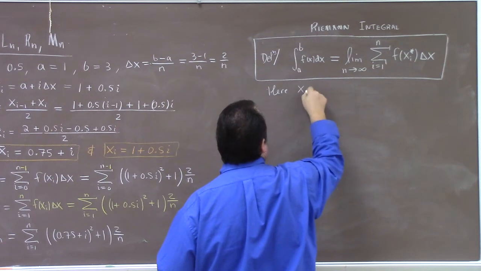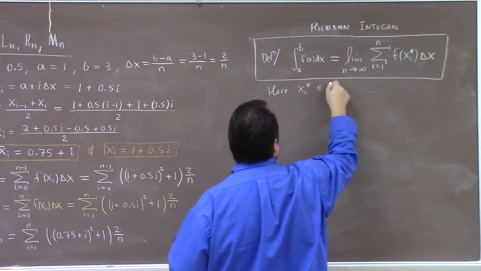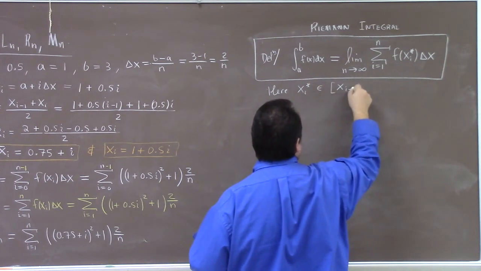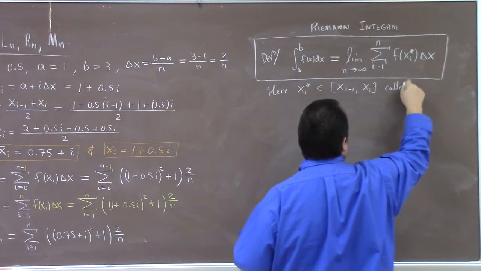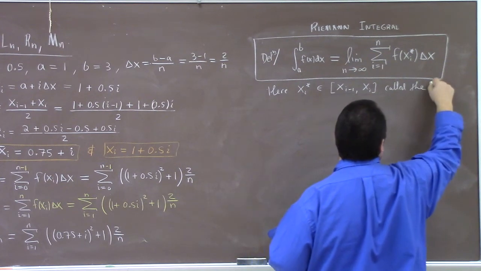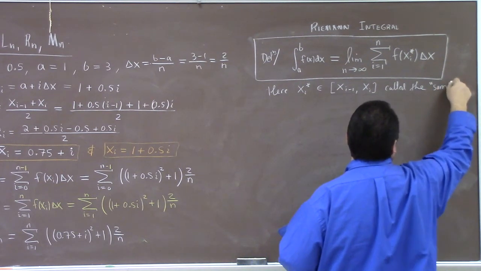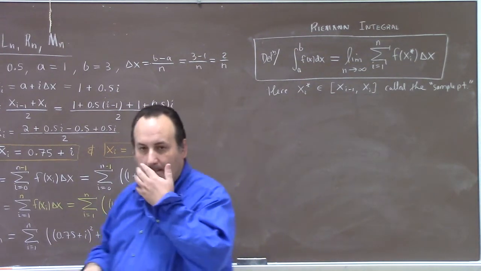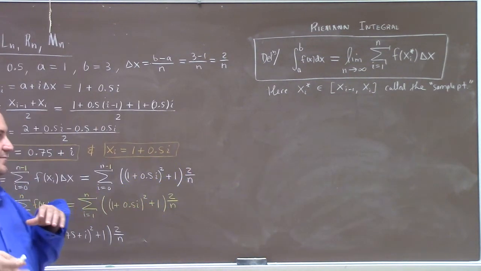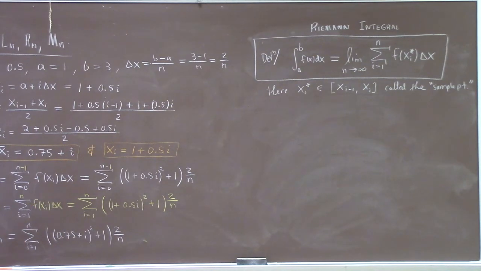x sub i star is an element of the interval from x sub i minus 1 to x sub i, called the sample point. Not everybody calls it that, but I'll just call it the sample point. I'm being vague about that. You could take the sample point to be the left endpoint, the right endpoint, or the midpoint, right?